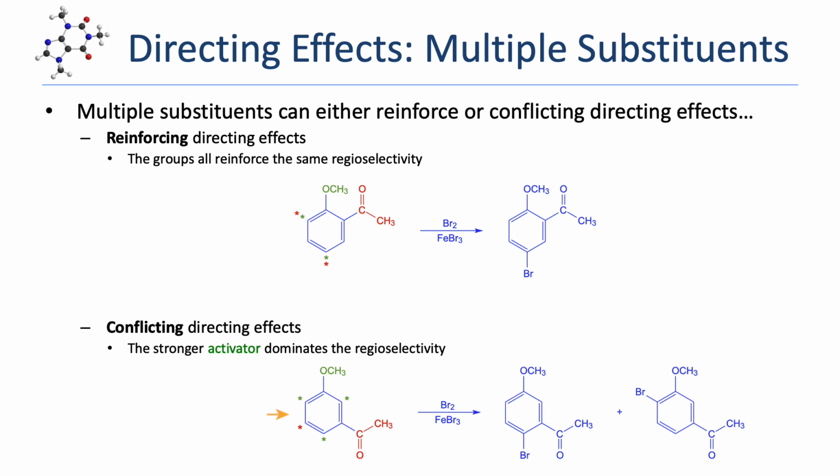In cases where 2 groups have conflicting directing effects, the stronger activating group typically dominates the regioselectivity. In this case, the methoxy group is a powerful activating group, and the carbonyl is a powerful deactivating group, so clearly the methoxy group is the more powerful activator, and will dominate the directing effect. Placement of the bromine between the 2 larger groups is less likely due to steric strain, and that means that reaction will occur at the 2 remaining sites, leading to a mixture of products shown here.